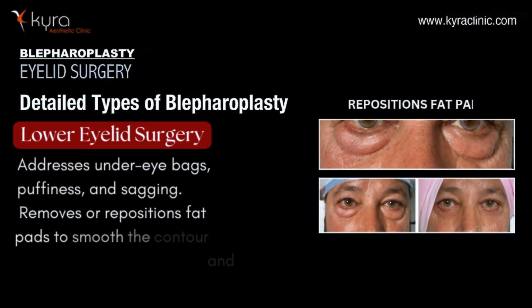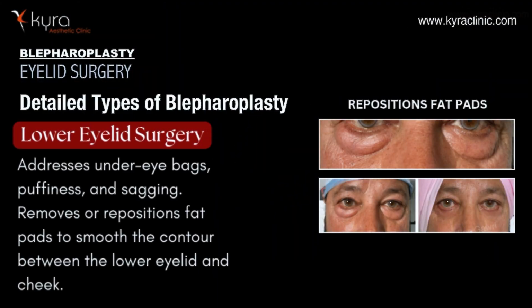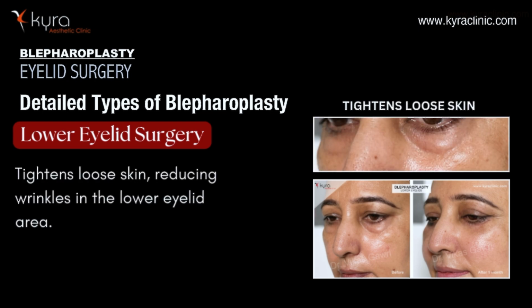So lower eyelid surgery. It addresses the under eye bags, called puffiness, or the sagging of the skin, the loose skin. It removes or repositions the fat pad, smoothens out the contour between the lower eyelid and the cheek, and it also tightens the loose skin, reducing the wrinkles in the lower eyelid area.